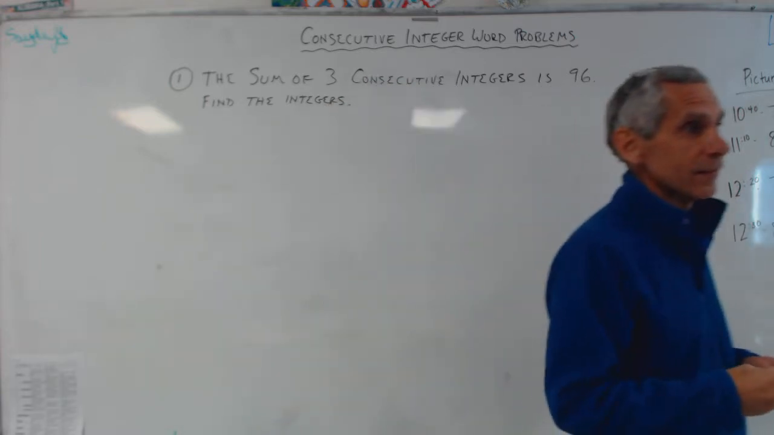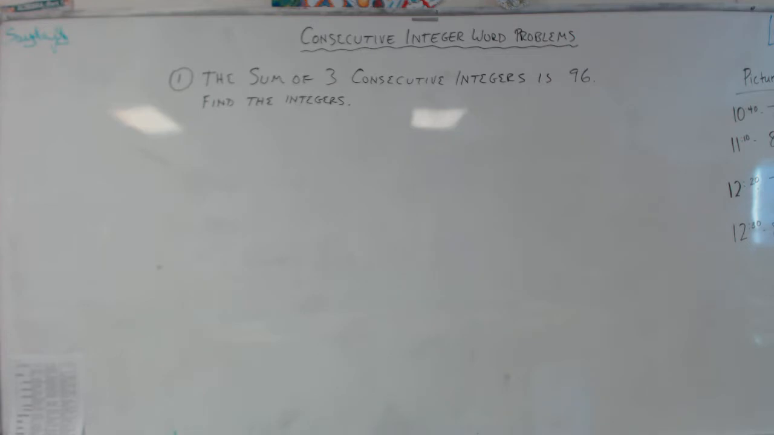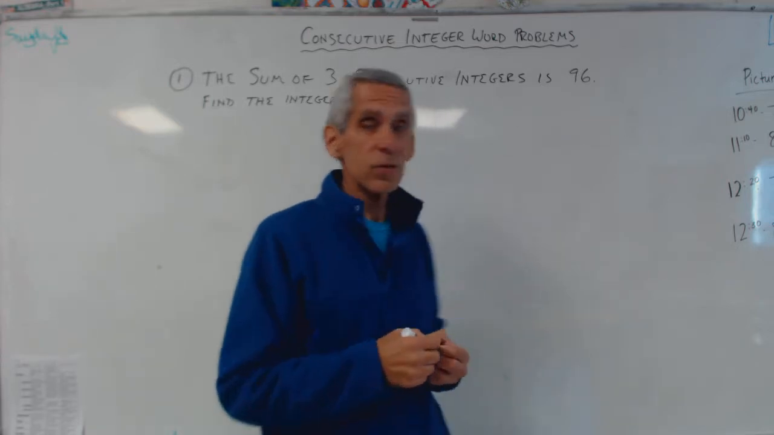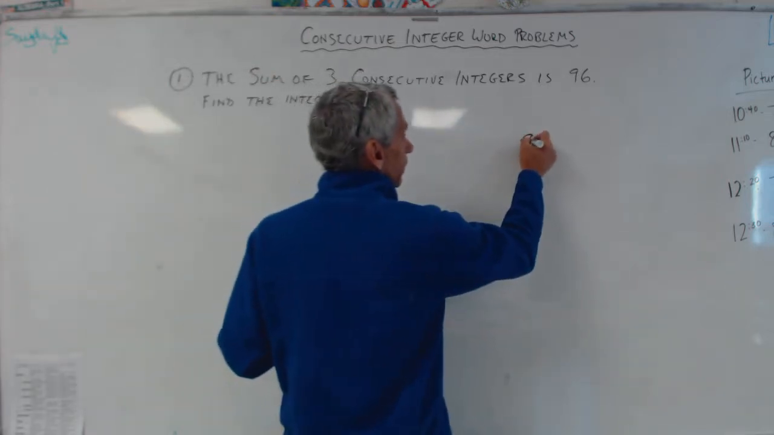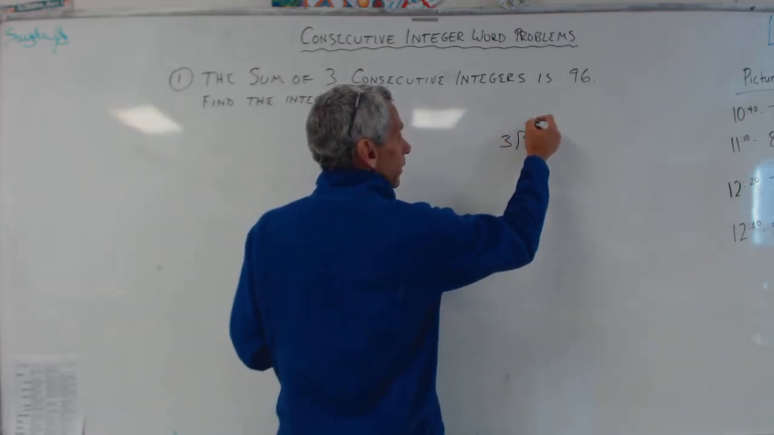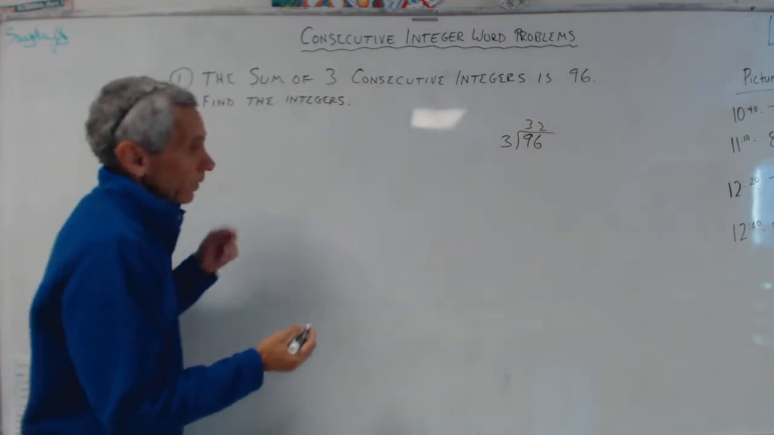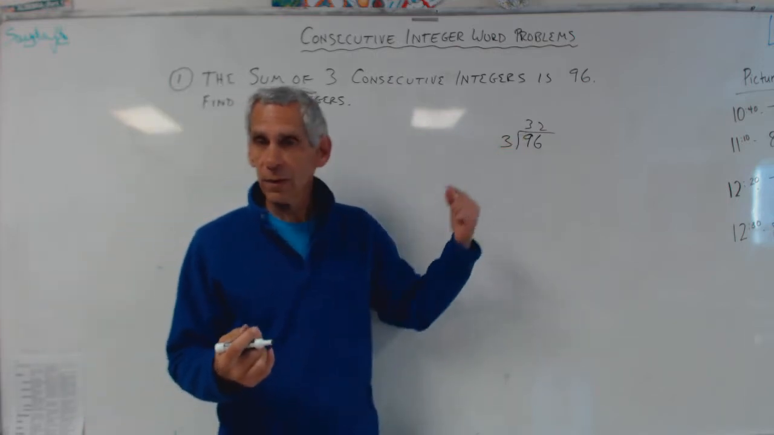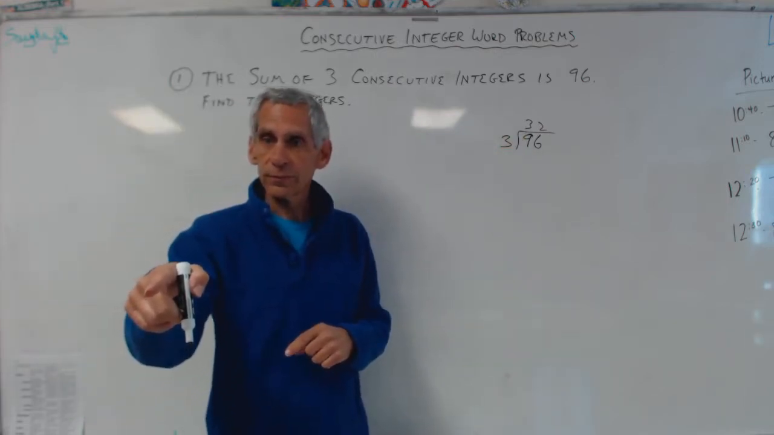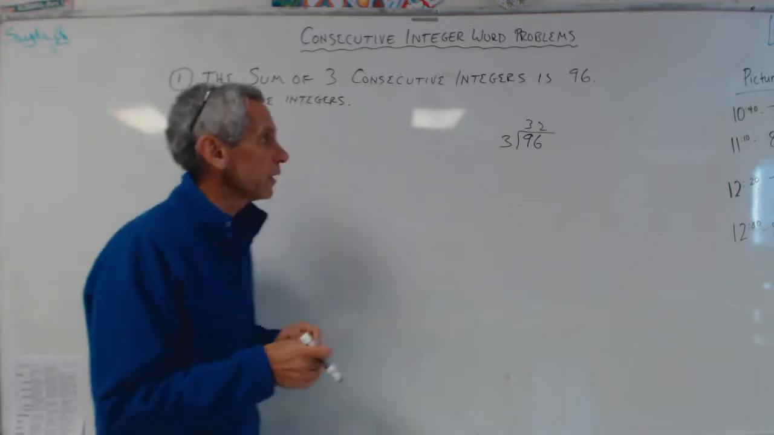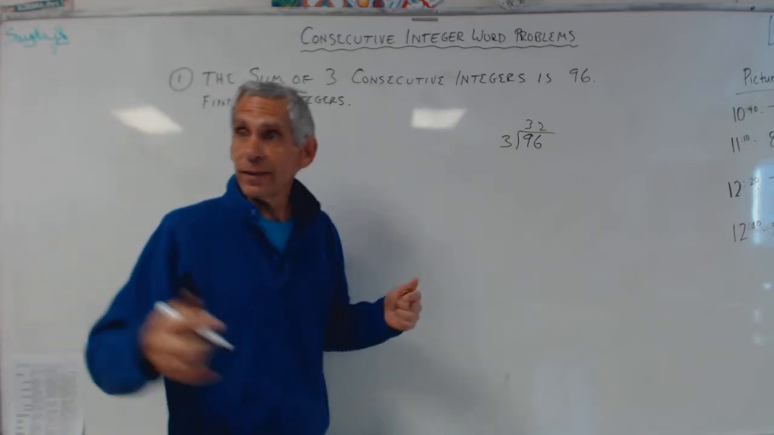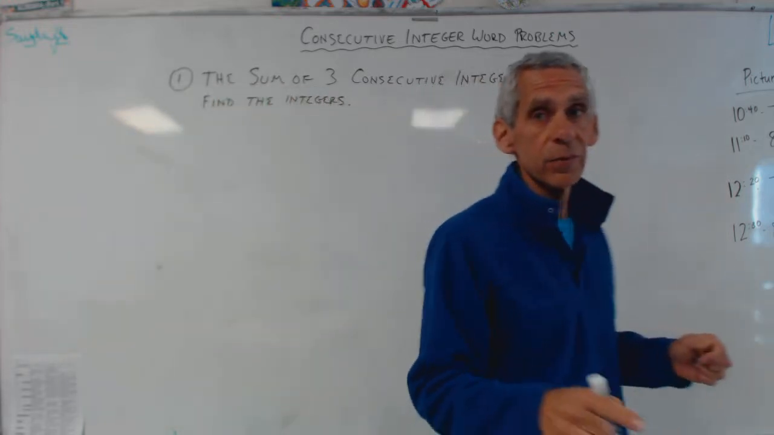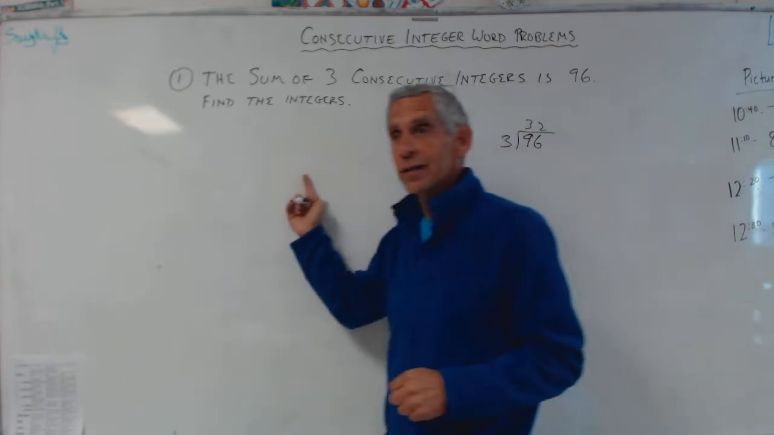I don't know, but maybe you could divide 96 by 3. So what would be 96 divided by 3? 32. Divided by 3 is 32, right? So then what would it be though? Would it be 31, 32, and 33? 31, 32, and 33. Yes. That is one way to do it. Great job. Totally one way to solve it.